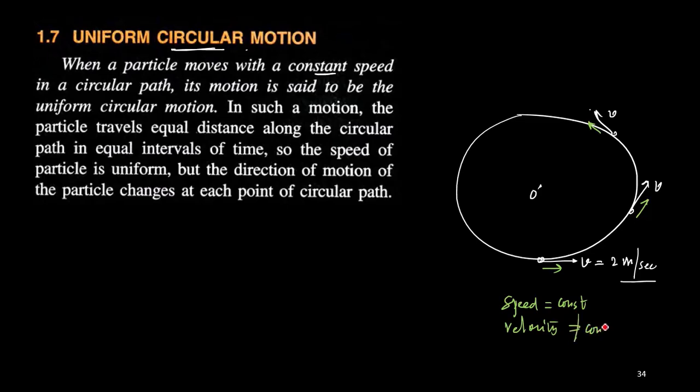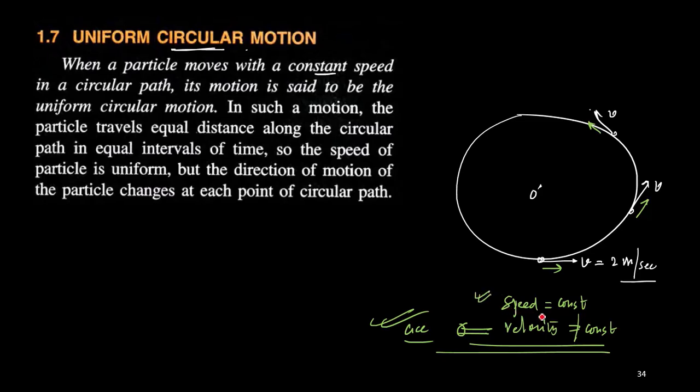Since velocity is not constant, that means velocity is changing, so the body must have some kind of acceleration. Without acceleration, the particle cannot perform circular motion. Whenever a particle is performing circular motion, the velocity direction is changing every time, though the particle is maintaining constant speed.